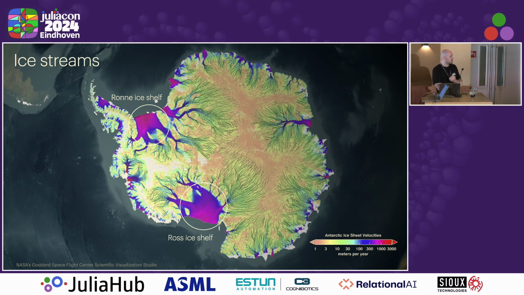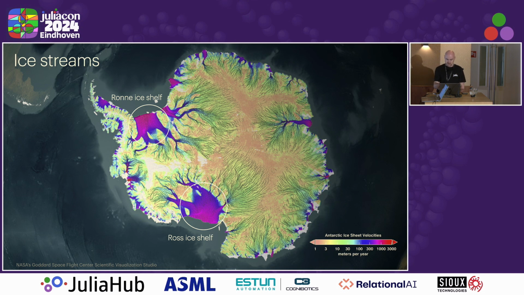Here you see the map view of the Antarctic ice sheet, and the colors are velocities. You can see these two white circles show what are called shelves. And these shelves are fed by very narrow structures that are called ice streams. There, the velocities of the ice surface reach enormous values.